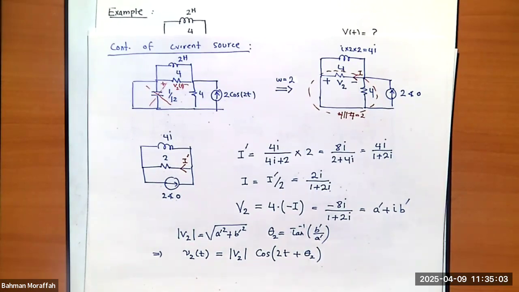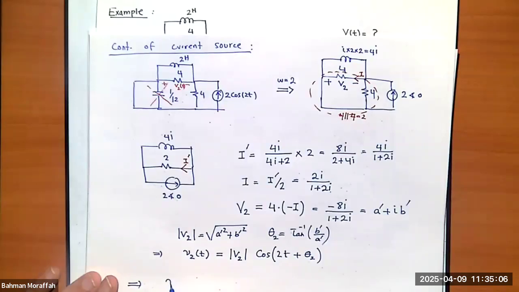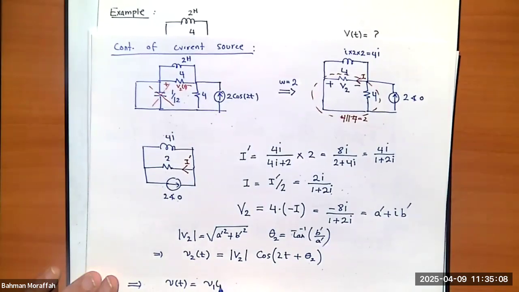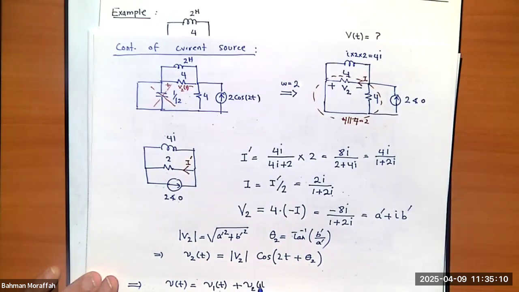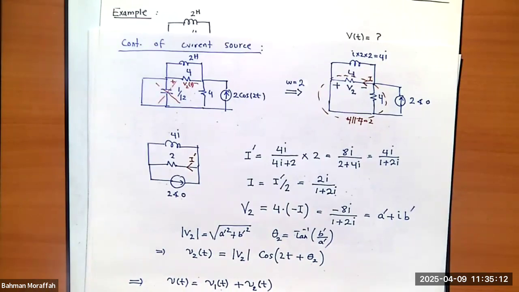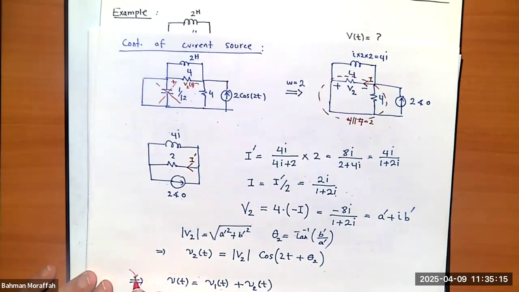What is V of t then? V of t is V1 of t plus V2 of t. And this is due to basically the superposition.